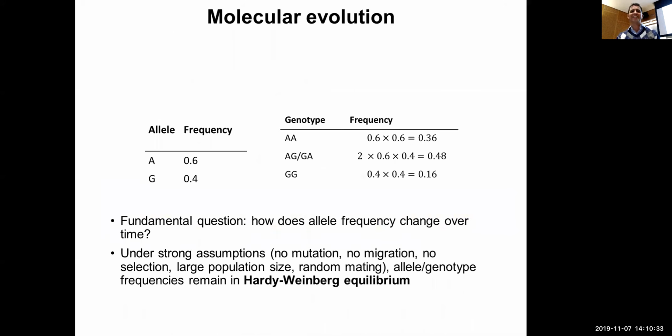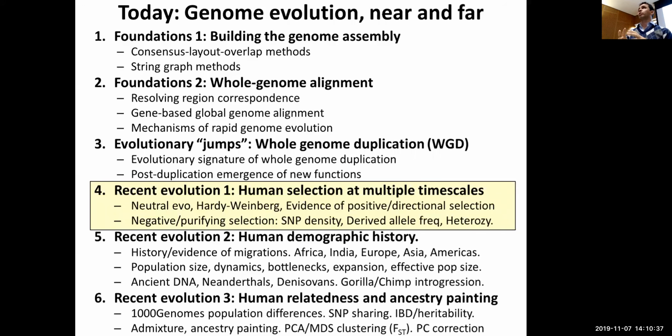All right. So now let's talk about recent evolution. This is the stuff that happens on a human time scale. Let's talk about how genes are even emerging. How are new alleles being selected? And what did the human population coming out of Africa look like based on the recent evidence? And can we find human relatedness and use corrections for that?